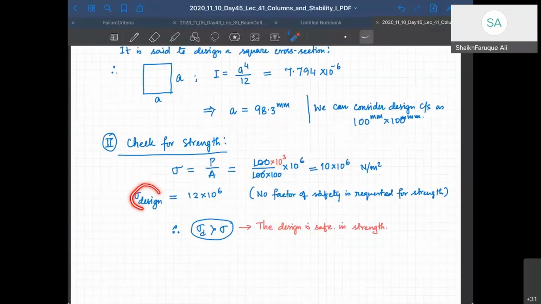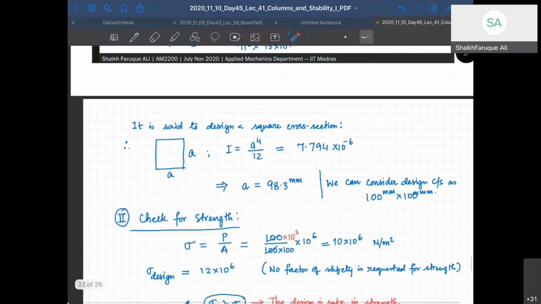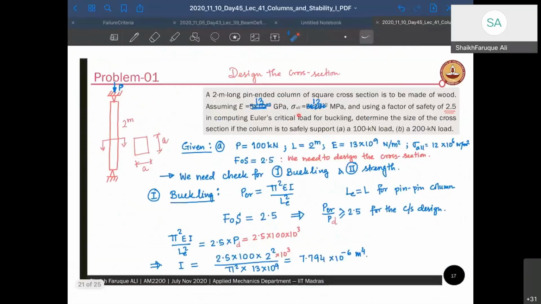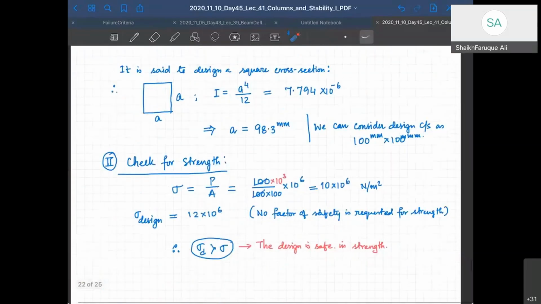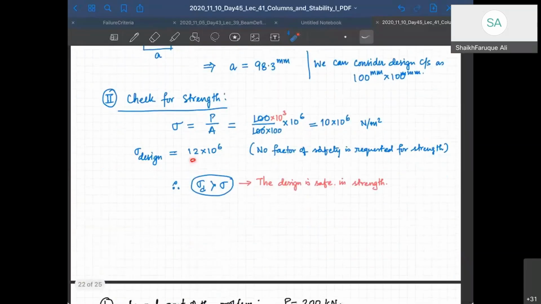Which is lesser than the allowable sigma. My allowable sigma is 12. That is what is given to me, right? Sigma allowable is 12. So that is going to be 12. So my allowable sigma is greater than my sigma. So let's not write it as design here. Let's write it as allowable.